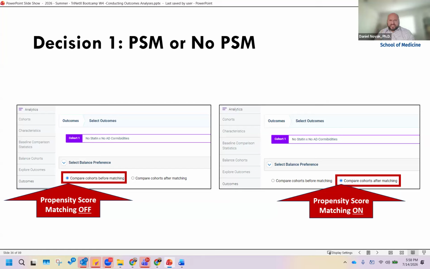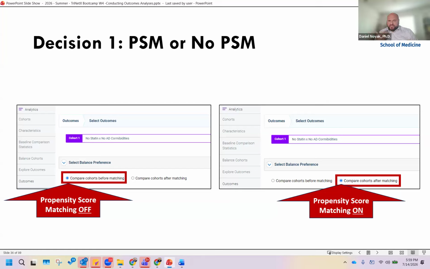Propensity score matching, as we discussed last time, will pull the smaller number of people from the larger cohort to do a one-to-one comparison, a one-to-one match, right? So if you have 100,000 people in one group and you have 50,000 people in the other group, TriNetX will find 50,000 people in the 100,000 people group to compare one-to-one with the 50,000 people in the other group.